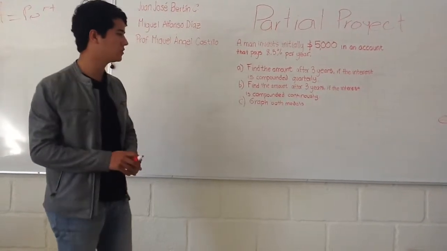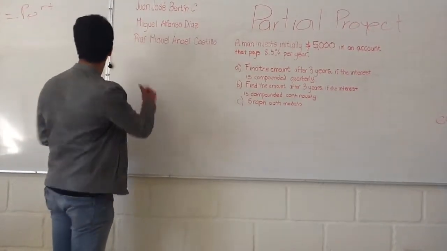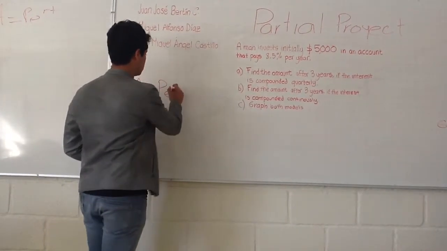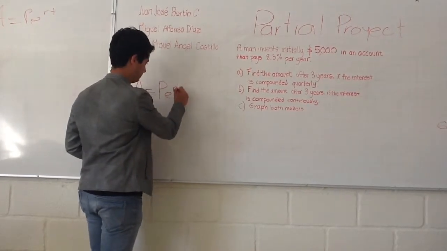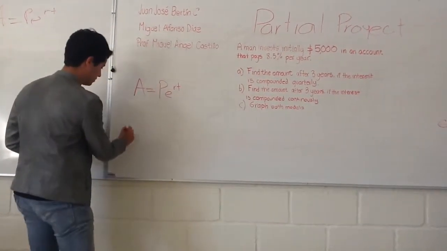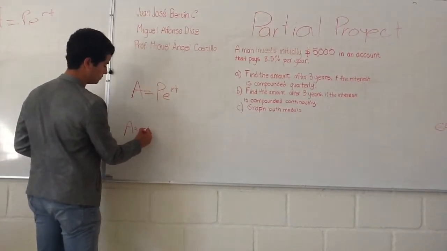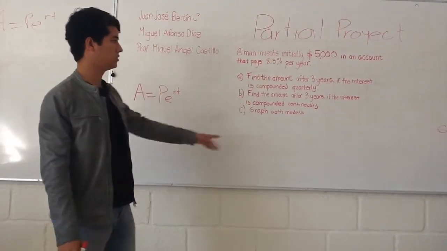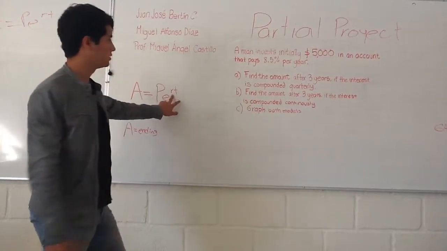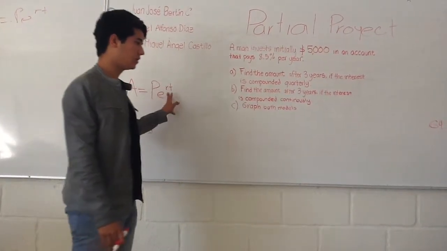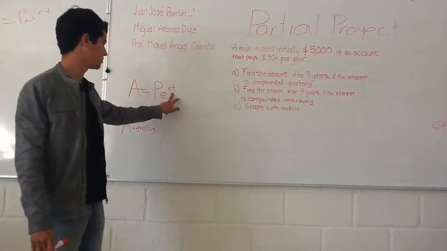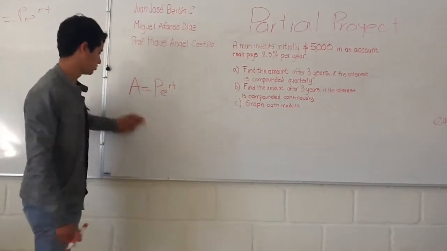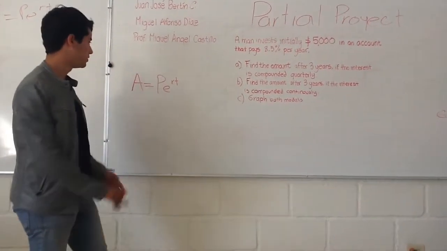I have to find an equation, and the equation is A equals P times e to the rt, where A is the ending amount, where P is the initial amount, and in this case it is 5,000 pesos, r is the annual interest rate as a decimal, and t is the number of years. In this case it's 3 years. So I have to substitute the letters.